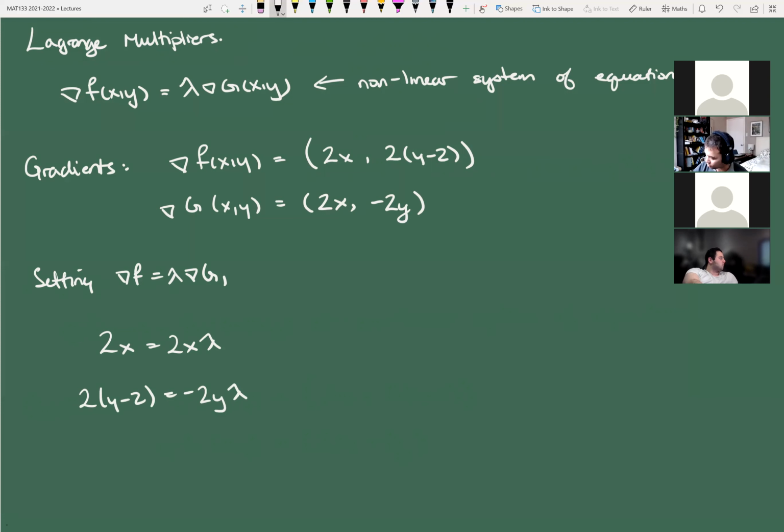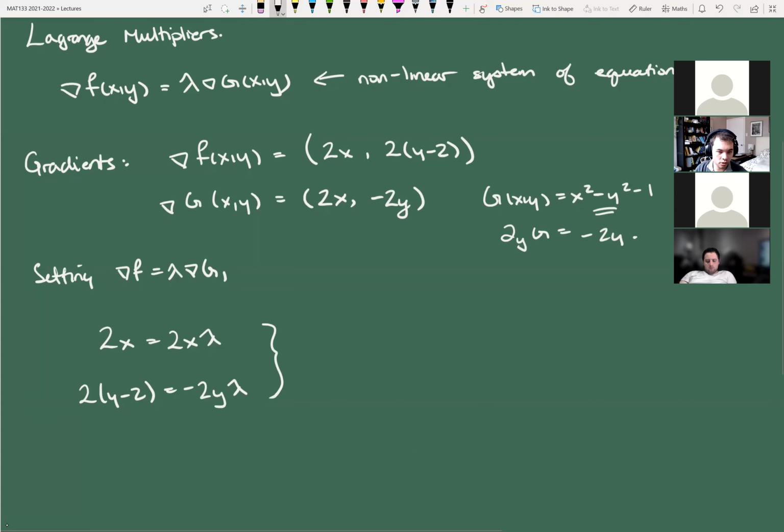How did I get the 2y? Remember, g of x, y is x squared minus y squared minus 1, right? So the y derivative of g is, well, what's the derivative of negative y squared with respect to y? It's negative 2y, right? Does that make sense? Because remember, the gradient is just the vector of partial derivatives, the x derivative and the y derivative. Is everyone good with these equations? This left-hand side is the gradient of f, and the right-hand side is lambda times the gradient of g, and we've set these equal to each other. Okay, everyone's good?